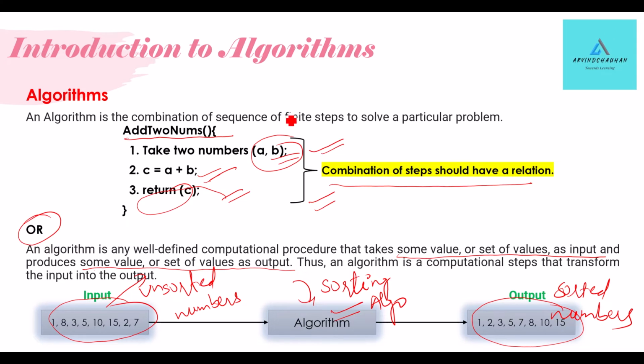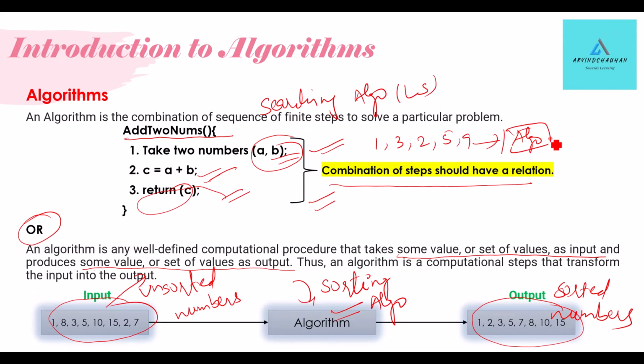Just consider any searching algorithm. Suppose I'm talking about linear search. So in linear search, we have some input, suppose 1, 3, 2, 5, 9. Okay, we are giving this input into the algorithm, and we are trying to find the value 5, and finally we are getting whether 5 is available in this list or not. So here we are giving a set of values into the algorithm, and we are getting a value as output.